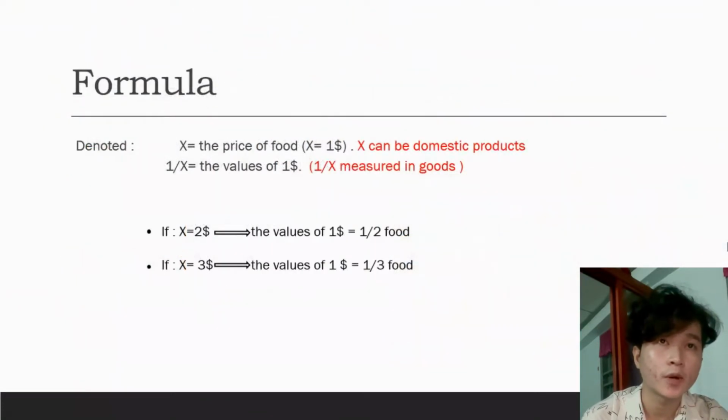To clarify the formula, we denote X equal to the price of food costing $1, and 1/X equal to the value of $1. If X goes up to $2, then the value of $1 equals 1/2 food. But if X goes up to $3, then the value of $1 equals 1/3 food.